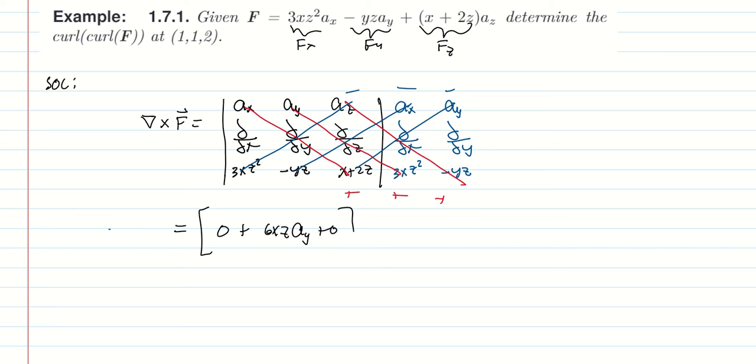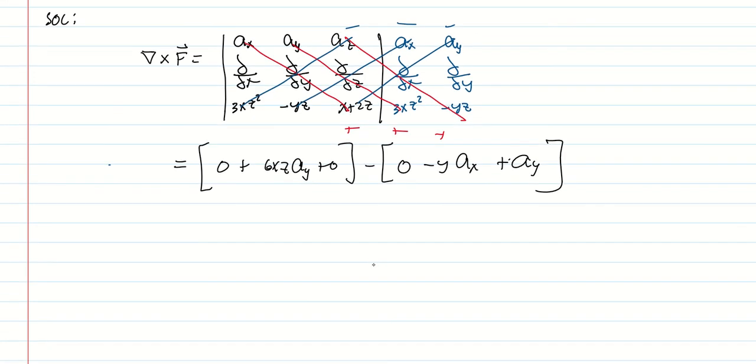Plus 0. Then minus. So for the blue lines, here, partial derivative with respect to y of 3x z squared is again 0. Then for the second one, partial derivative of negative yz with respect to z is just minus y in the x direction. Then lastly, partial derivative of x plus 2z with respect to x is just equal to 1. And the derivative of 2z is 0. So plus 1 times ay.